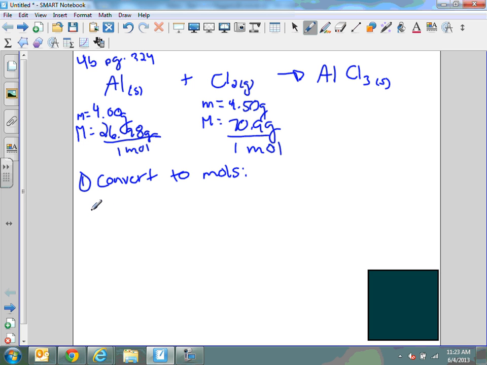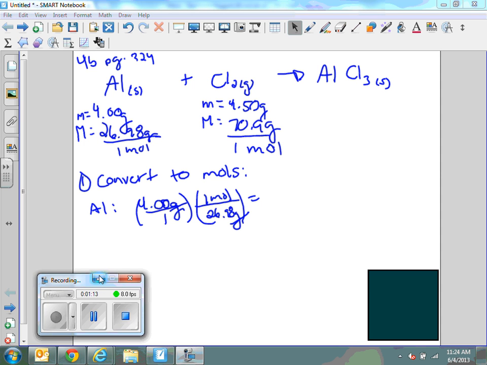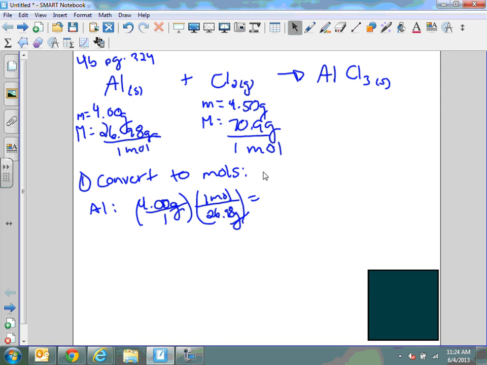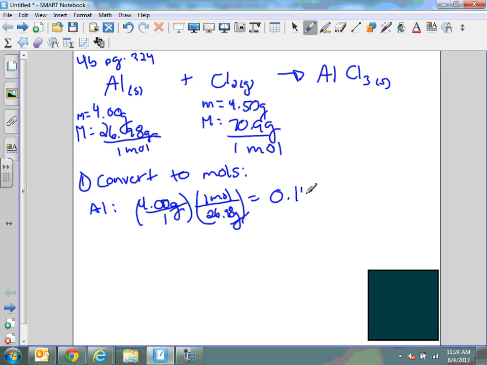For my aluminum, I've got 4 grams, and I want to convert to moles, so I'm going to times by my molar mass and cancel out grams. So I'll write this as 1 mole over 26.98 grams. Grams cancel. So we get moles of 0.14825.